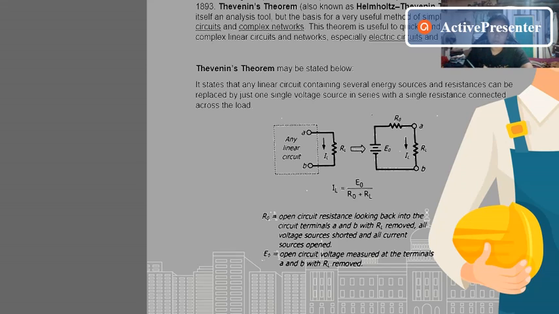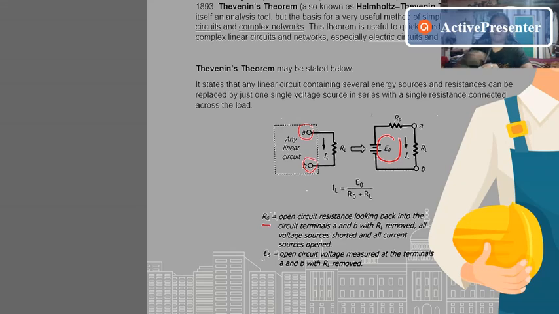So what is this RO? RO is the open circuit resistance looking back into the circuit terminals A and B with RL removed, with all voltage sources shorted and all current sources open. That is how we find RO. And EO is the open circuit voltage measured at terminals A and B with RL removed. That is how we find EO.